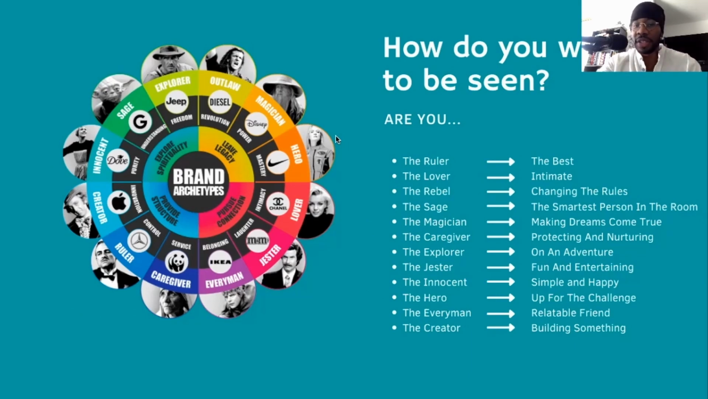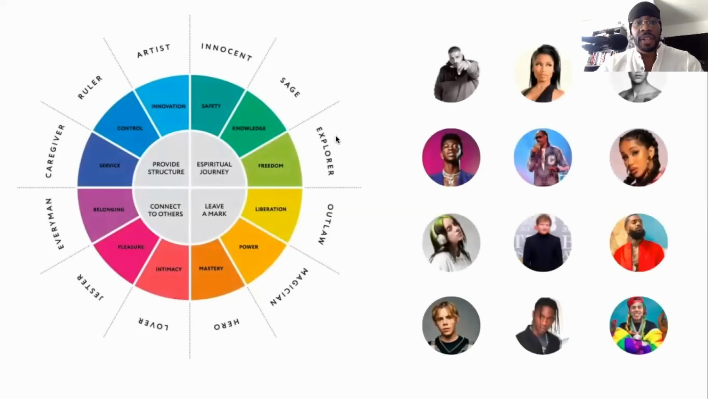Basically, you can just look through this, right? The ruler, he's the best. The lover, intimate. And we'll go into this a lot further down the line, but basically, once you start looking through people's pages, you'll see a trend of the type of character they are, or the brand archetype that they are. And we're actually going to talk about this a little bit later. Yeah, I want you guys to actually do an exercise. I want you to go and look up these artists that I have here to the right and categorize them as one of these archetypes.